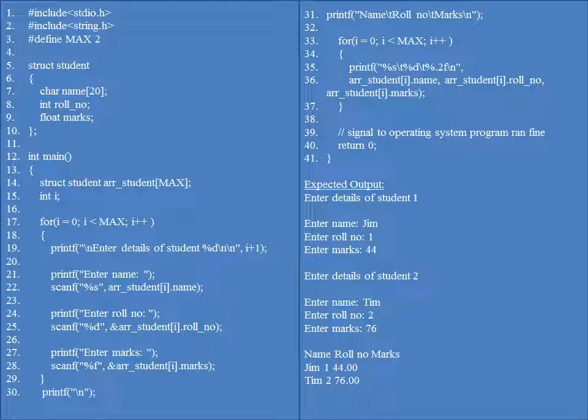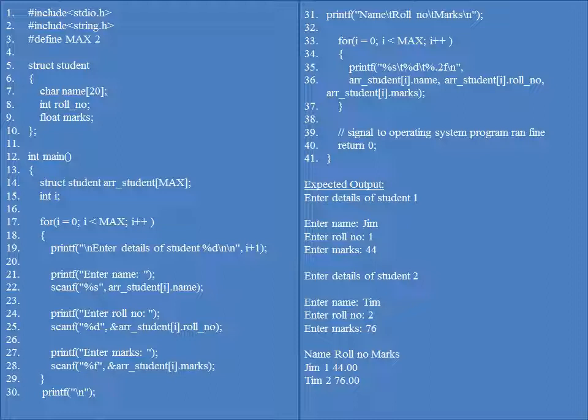Then we will take the name from the user, and the name will directly go to, see line number 22, scanf %s for the string, arr_student[0].name, meaning for the 0th location it will go to the name member. And in line number 25, you want to take the roll number, scanf %d &arr_student[i].roll_number. And again the marks. Again the for loop will execute for the second student, and you will enter the three parts for the second student, and those three parts will go to the name, roll number and marks.